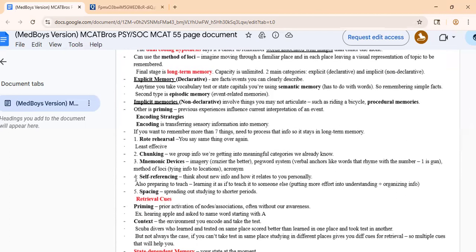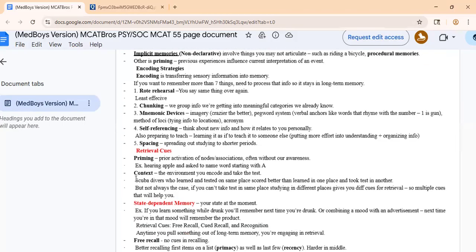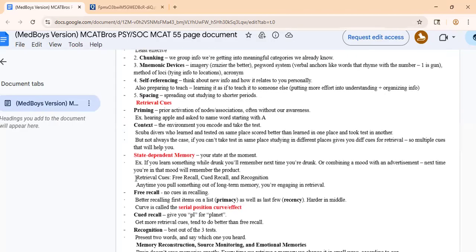So encoding is when you first get the information. Rote rehearsal is when you say the same thing over and over again. It's not effective. Chunking is when we group things into meaningful categories. Mnemonic is trying to remember things based on a sentence or an acronym. Self-referencing is thinking about new information and how it relates. Teaching is how I'm doing it: preparing to teach the material to somebody, or organizing the information like a mind map, is self-referencing. Spacing is just spreading the information over time. So think of Anki.